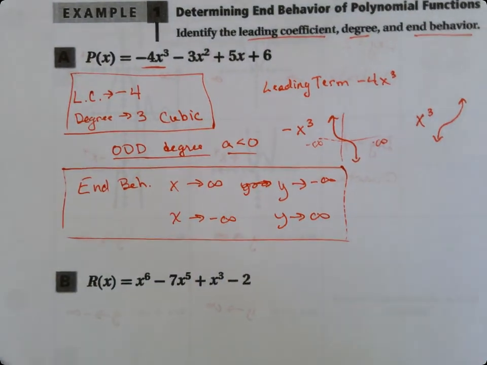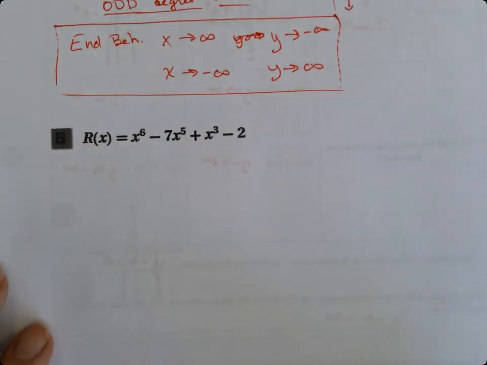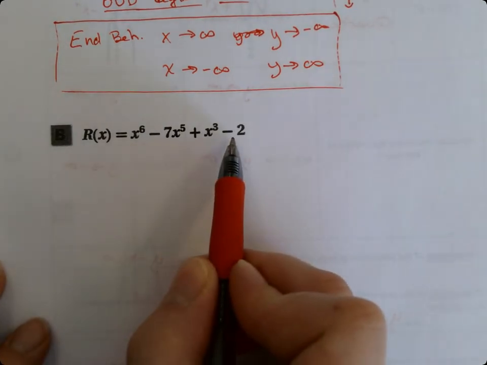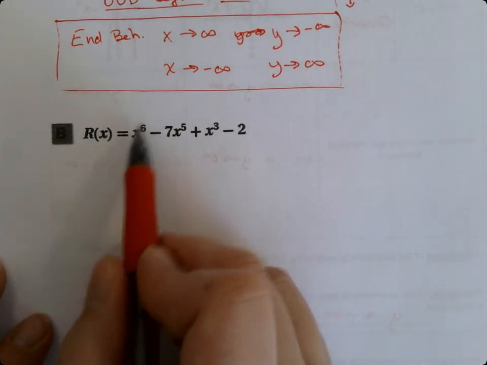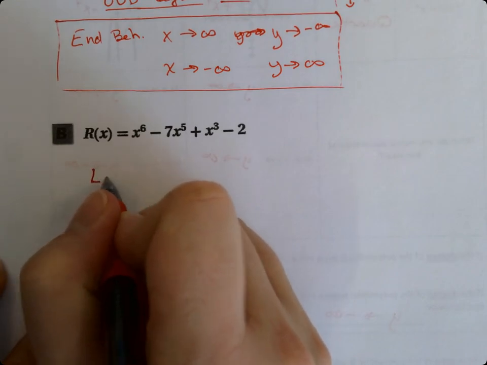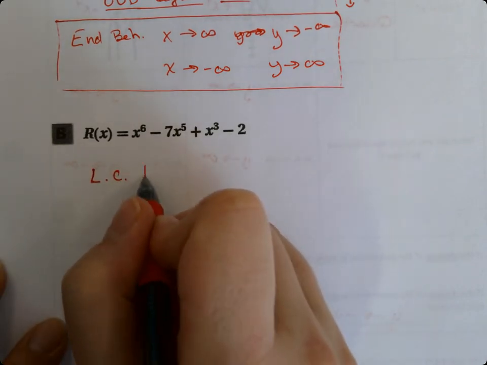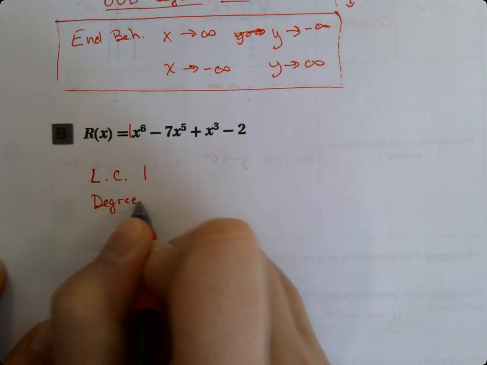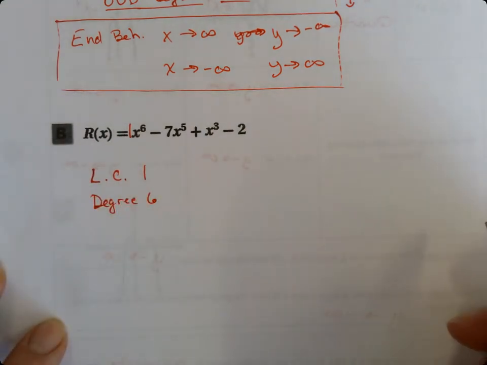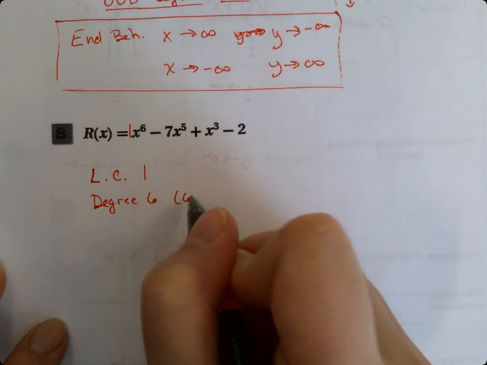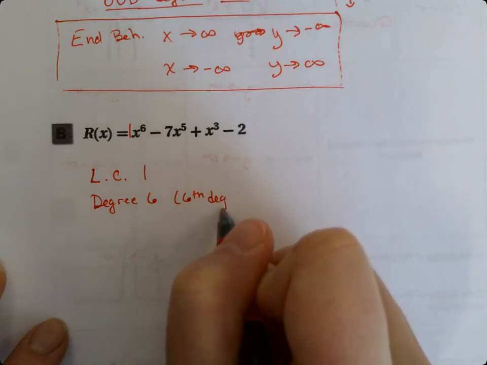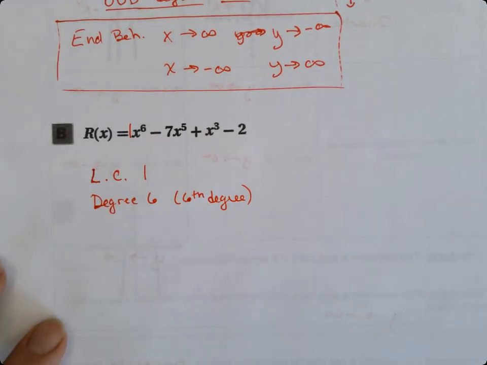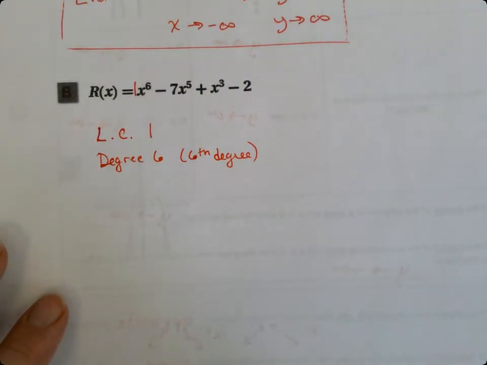All right, look at part B. Now, this one has 1, 2, 3, 4 terms. It's in standard form, and the highest degree is 6. So what's my leading coefficient? 1. And we said the degree is 6. Now, I don't have a name for a 6th degree, so we would just say a 6th degree polynomial is how you would say that. We've only worried about names up to 5, which is quintic. So if it's above 5, you just say 6th degree.